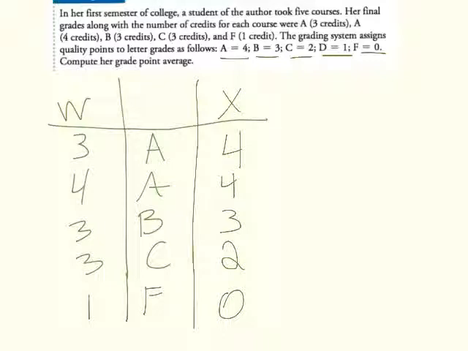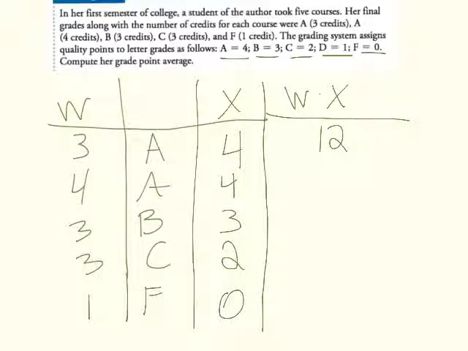Okay, so what we're going to do then is find the product of W times X. Then we'll add up all of our W's, and we'll add up all of those products, and that'll be what we'll use in our formula. So if we multiply straight across, 3 times 4 gives me 12. Okay, so she gets 12 for that particular class. 4 times 4 is 16. 3 times 3 is 9. 3 times 2 is 6. 1 times 0 is 0. All right. So those are the total quality points for each one of those classes.